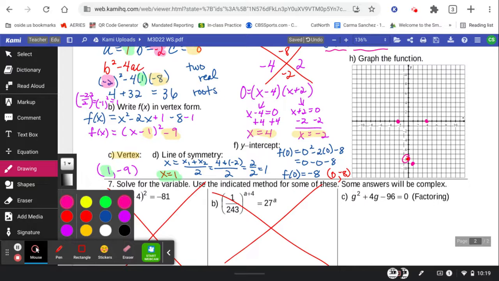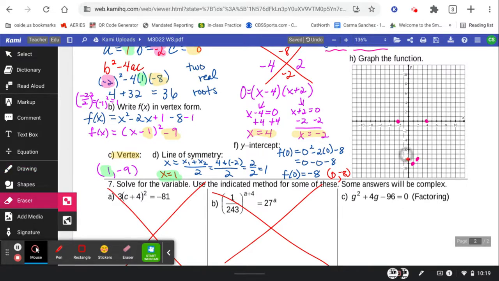And if this point exists here, I know there's also a symmetrical one on the other side, equidistant from it. So you can add that one in or not. Go ahead and connect your graph.